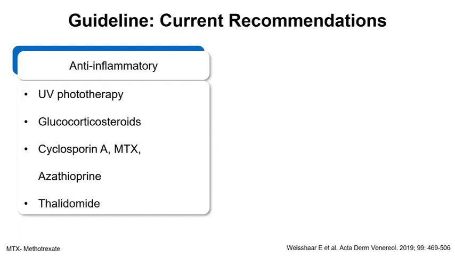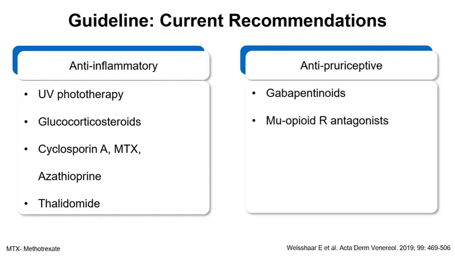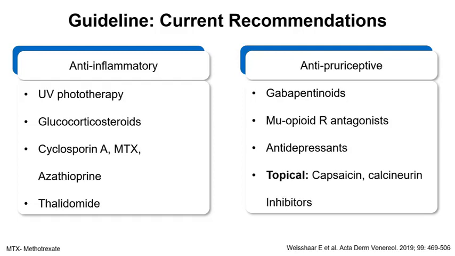Though I have to say, in Europe, we do not feel so comfortable using it because of the potential side effects. On the other hand, we have substances which interfere with the transmission of the signal from the skin or the peripheral nerve to the brain. And this is, for example, the gabapentinoids, opioid modulators, or antidepressants. And we have here also some topicals we can use.